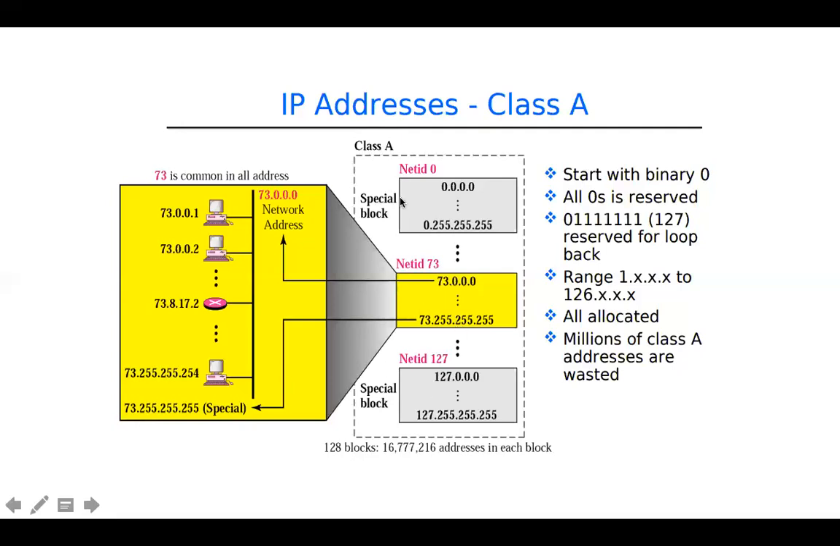So in total, for class A, you will have 128 blocks from net ID 0 until net ID 127. And in total, you'll have 16777216 addresses in each block.